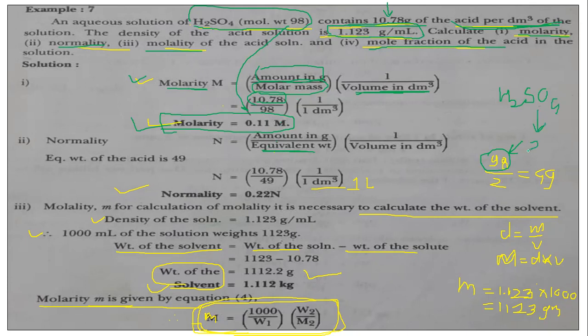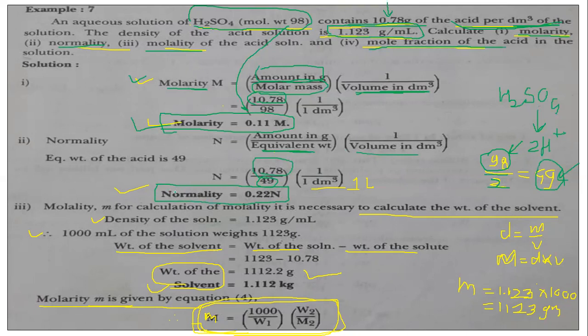It gives 2H plus ion. Therefore, its equivalent weight will become 98, molar mass upon 2, right? So its equivalent weight is this one. So we are putting equivalent weight here, and again volume in liter. See, the weight in gram upon equivalent weight into 1 upon 1 liter of solution, right? So the normality is here now. Okay, it's 0.22 normal.